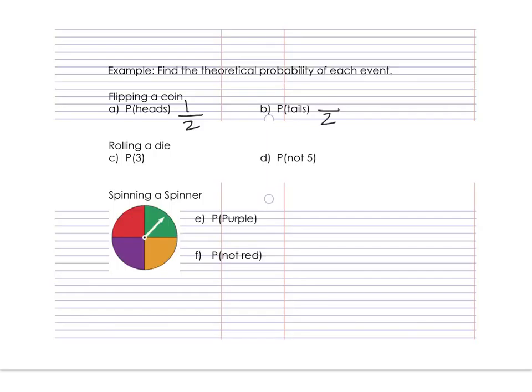With tails for a coin, same thing. There's 2 ways that a coin can land. It can either land heads or tails, so that's my 2 ways. And there's only one way that I can actually get tails. So again, the probability of tails is 1/2.